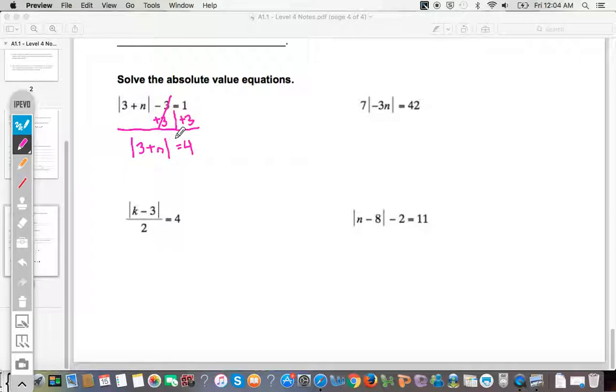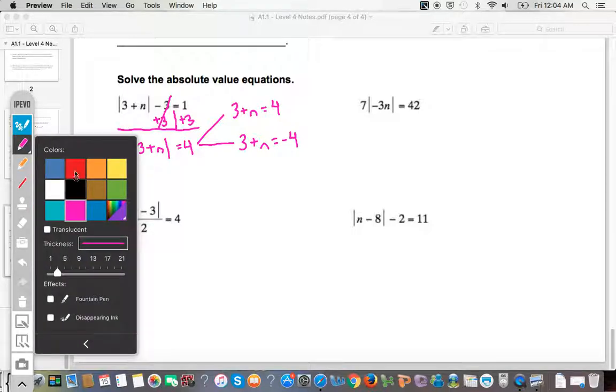Okay, so now I can create two new equations. Okay, so this expression is 4 units from 0. Okay, that's what we know currently. So I'll write 3 plus n equals 4. Okay, so just got rid of the bars. But I also need to put 3 plus n equals -4. Okay, so now I have two equations. Now I just solve for n in both.